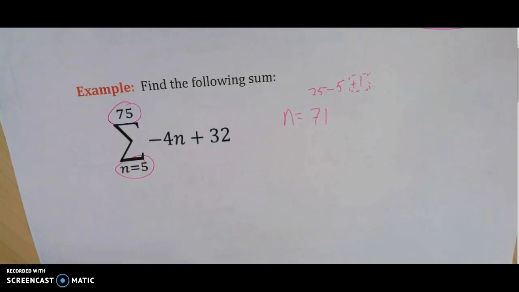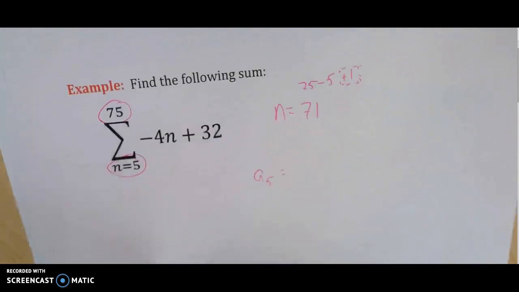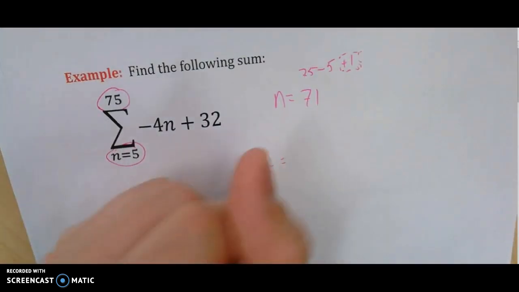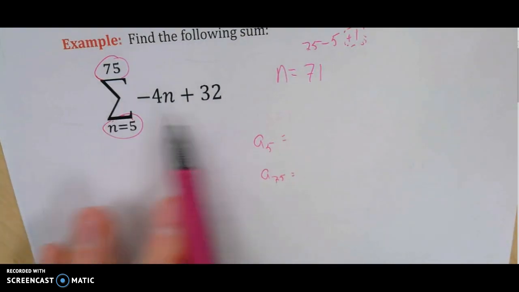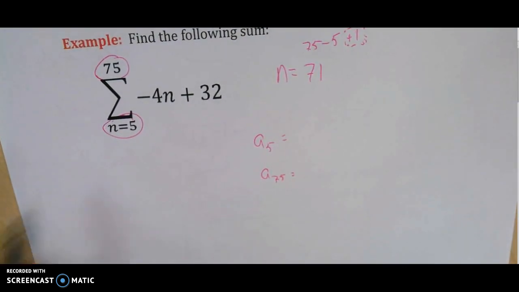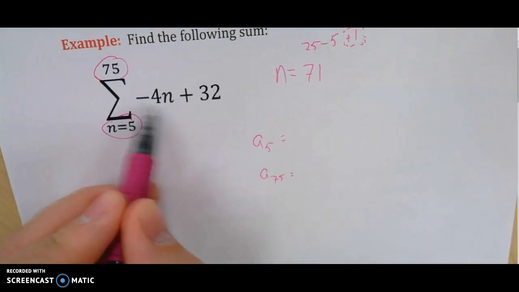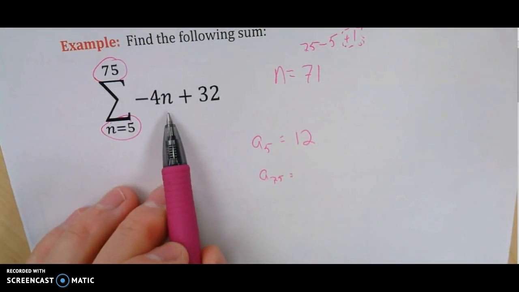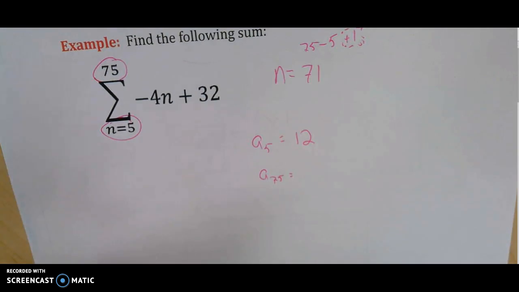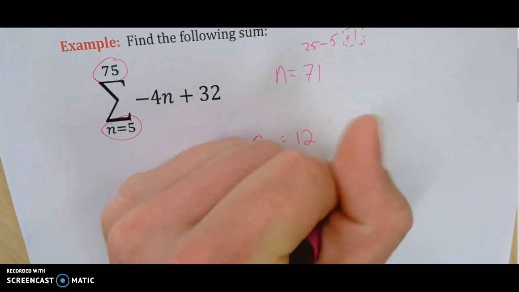71 terms. And for this, I need to go from my starting value, in this case the 5th term, to my upper limit, the 75th term. Fortunately enough for us, they've already given us the explicit formula, so that saves me some time. The 5th term, if I plugged in 5 for n, that'd be negative 20 plus 32. That's going to be 12. If I were to plug in 75, negative 4 times 75 is a really big negative number, plus 32 is going to remain a pretty big negative number. It's going to be negative 268.